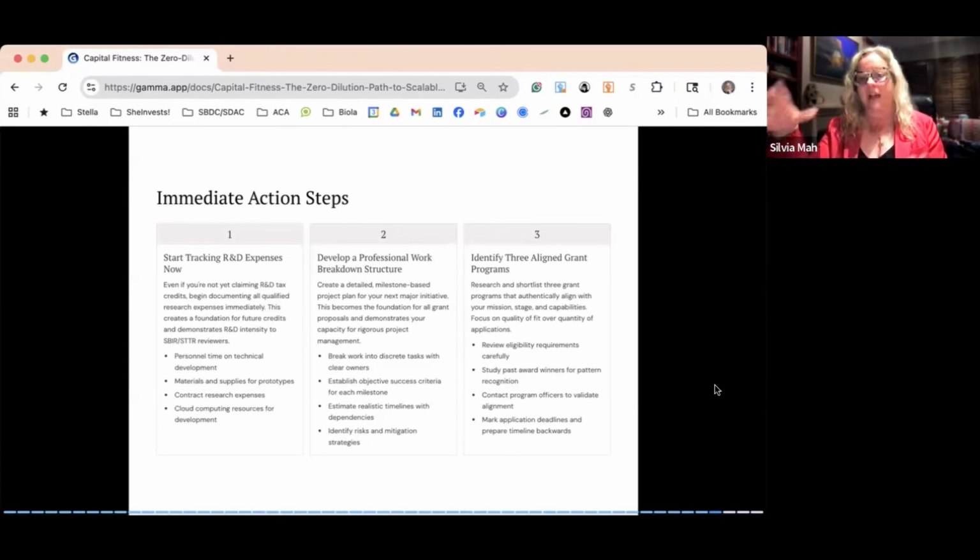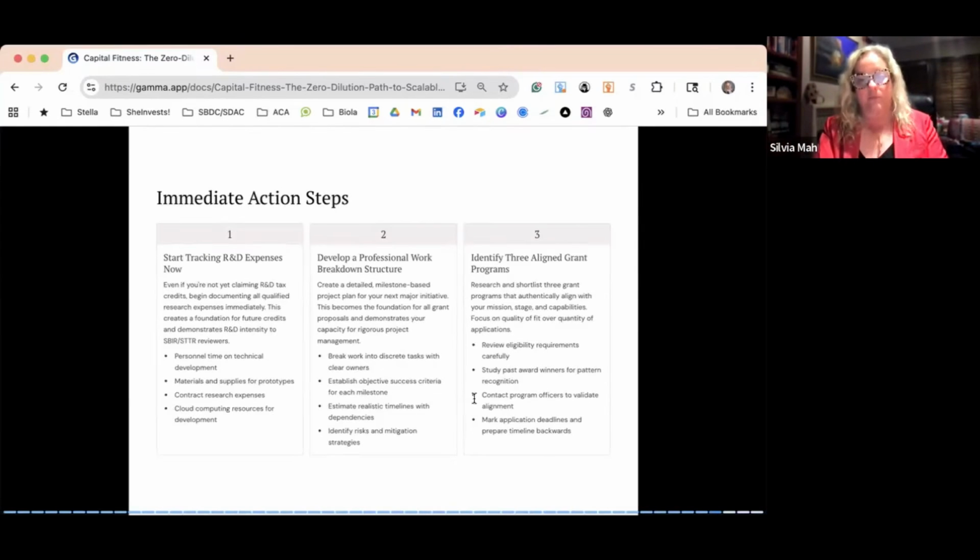And lastly, identify 3 aligned grant programs. There's so much out there. One of the chat questions is, what's a list? You can get lists everywhere, but how you use the list is what's going to really sell you to those grant organizations. It's similar to a customer sales funnel. You could get customer lists from somebody else, but how you execute it, how you shepherd those relationships, is what's going to make you successful in selling to those customers, equally as selling to those grants.